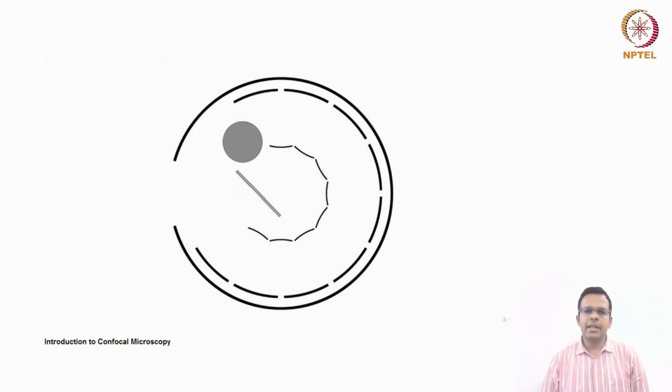Now, how is the signal detected? As the confocal microscope illuminates each point and records the photons coming from each point at a time, you cannot use a camera, because a camera has a CCD chip which can form the image of the entire field. But here you have to collect the photons from individual points.